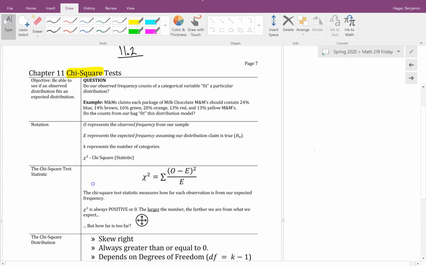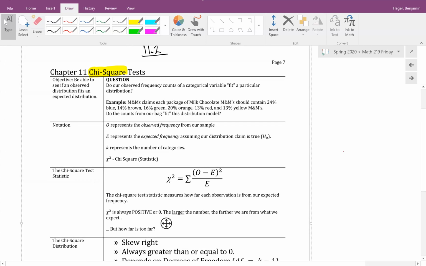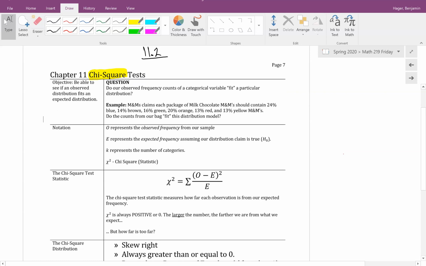One of the main things we can do with it is see if an observed distribution fits an expected distribution. Do our observed frequency counts of a categorical variable fit a particular distribution? Hence the name goodness of fit test, which we'll see.